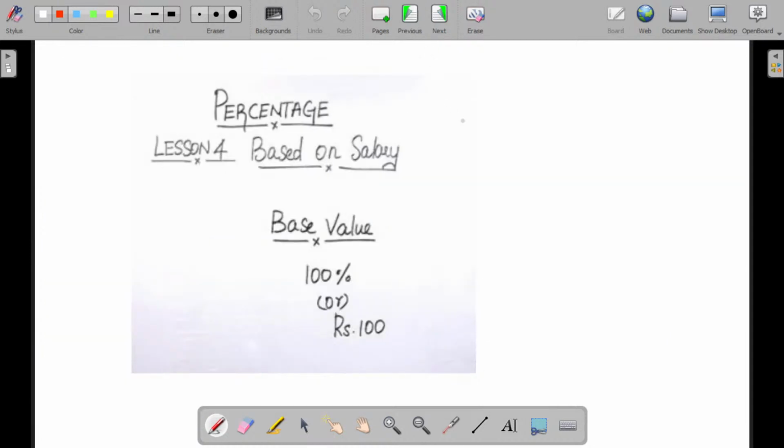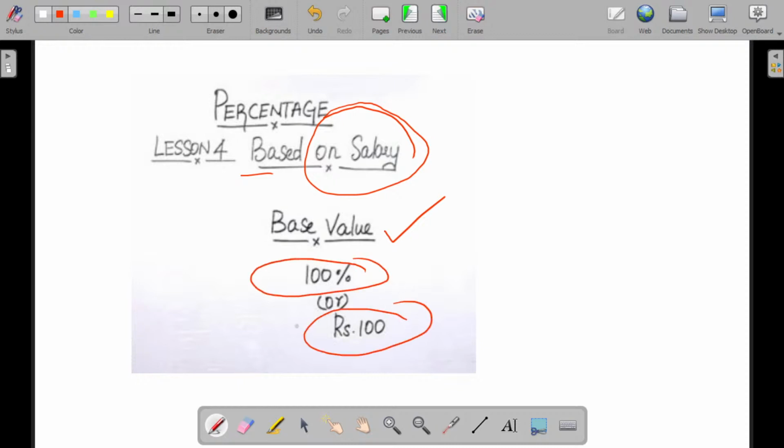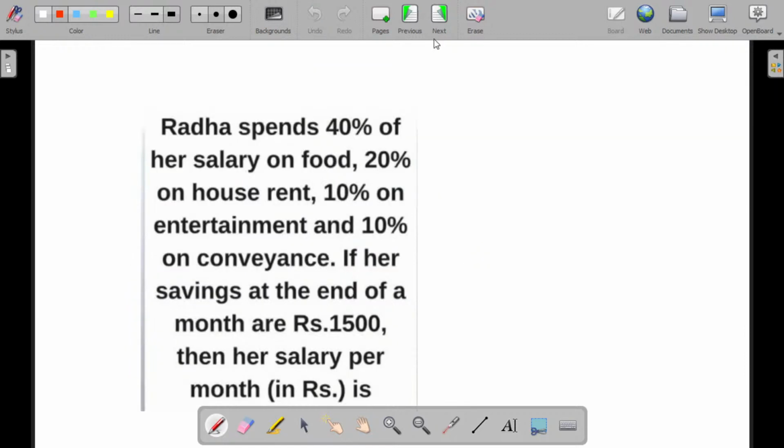Next question. Next, there are some percentage questions, the percentage topic. The question is based upon the salary. So suppose you get a question based upon the salary, and if the salary is not mentioned, then here the base value you have to consider as 100 percentage, or 100, while solving the problem. Okay, so please go through this one.